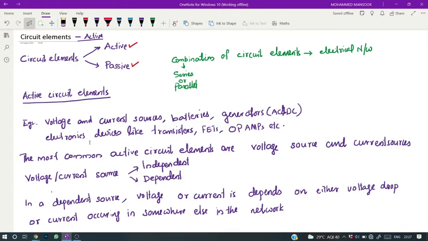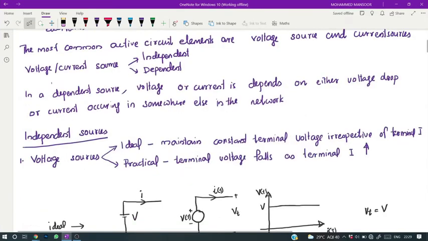In the case of independent sources, the output characteristics of the sources do not depend on any network variable such as current or voltage. But in the case of dependent sources, the value of the voltage source depends on either the voltage occurring in some part of the circuit or the current flowing through some part of the circuit, and similarly in the case of dependent current sources. First of all, let's see independent sources. Among those, first let's consider voltage sources.